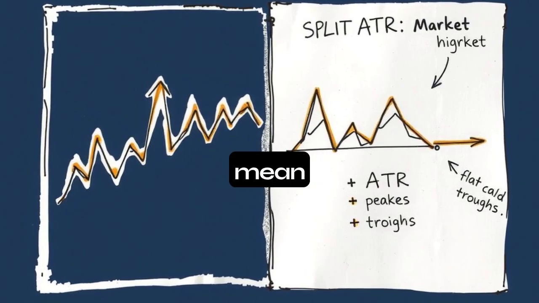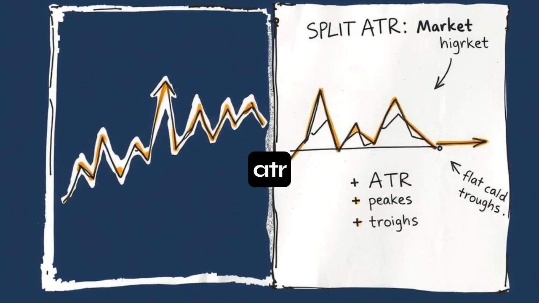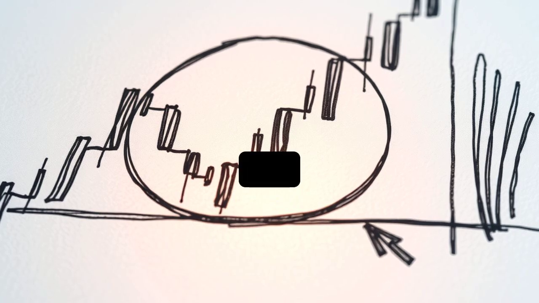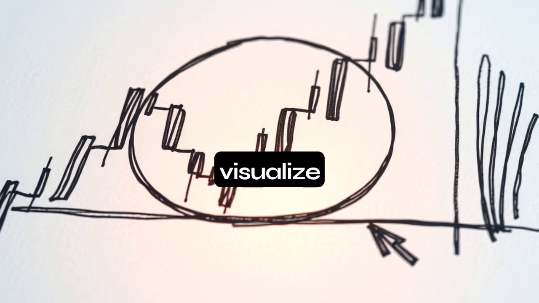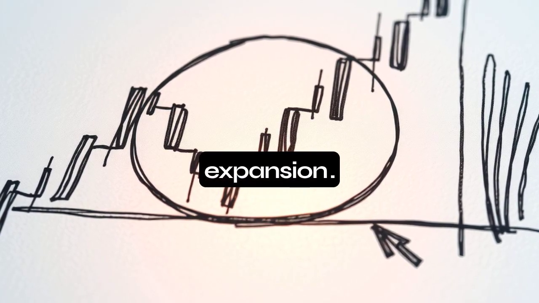High ATR readings mean bigger price swings. Low ATR means quiet markets. Step 2. Apply Bollinger Bands to visualize volatility contraction and expansion.